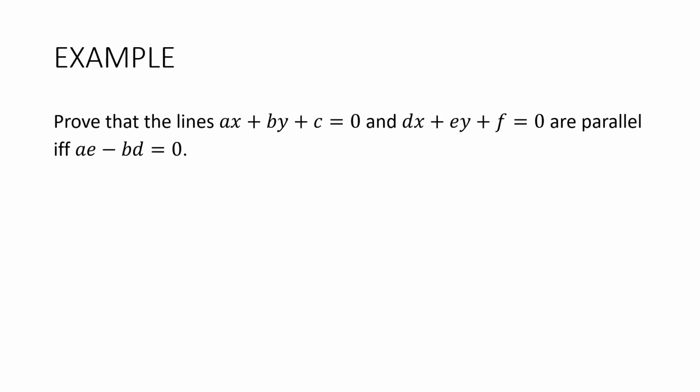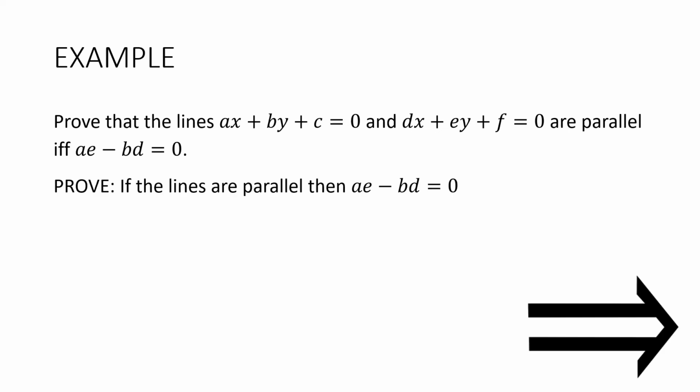Here's another example. Prove that the lines ax plus by plus c equals 0 and dx plus ey plus f equals 0 are parallel if and only if ae take away bd equals 0. So let's start by proving if the lines are parallel, then ae take away bd is equal to 0.